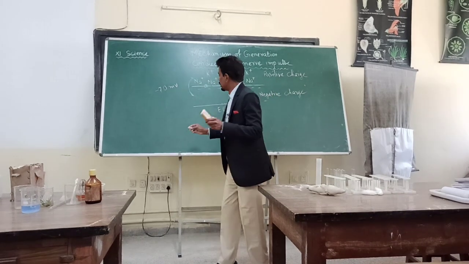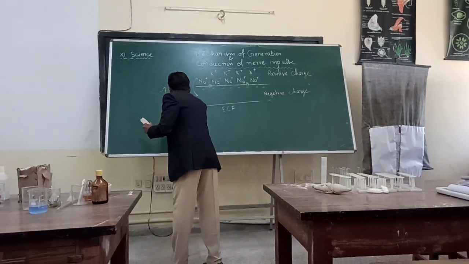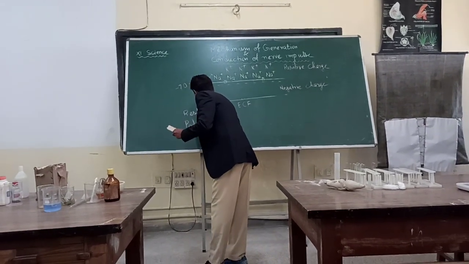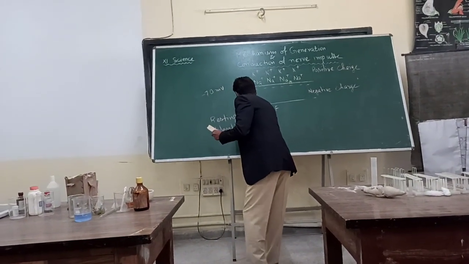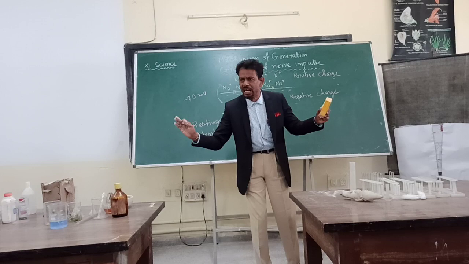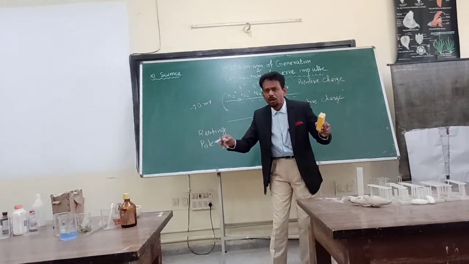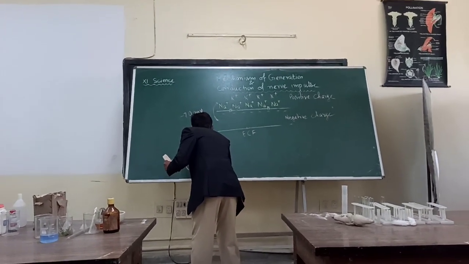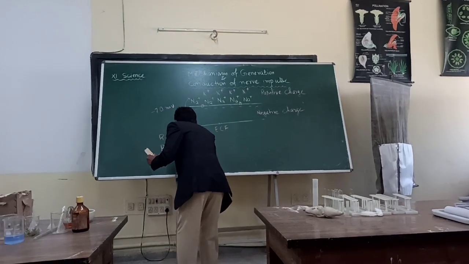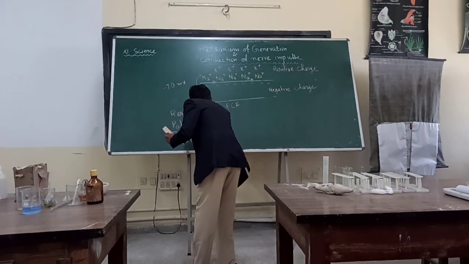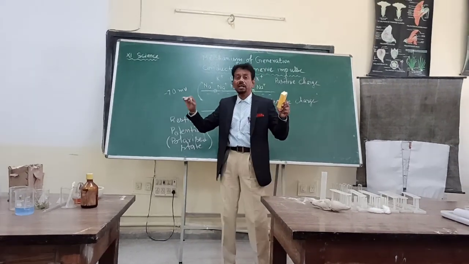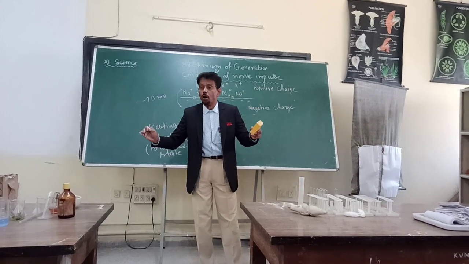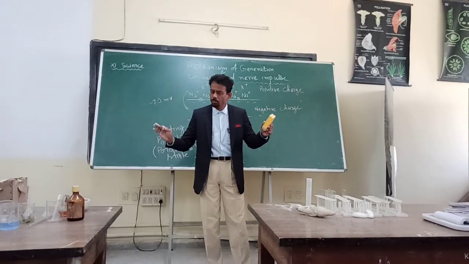Is it clear? So this is also called the resting potential. Otherwise called the polarized state. Or the neurons are at a stage of polarization. Is it clear to you?